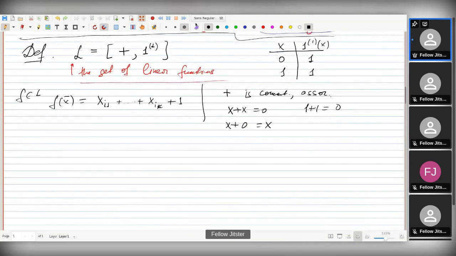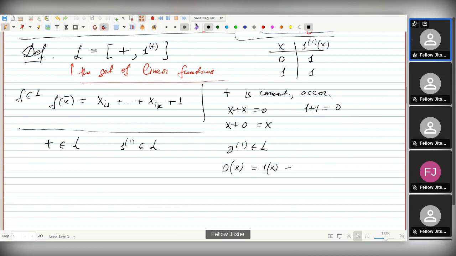Which functions are linear? It is quite easy to prove that a function is linear. You just have to show how you can compute it using addition and 1. Of course, plus is linear. Of course, constant 1 is linear. Constant 0 is also linear. Why is it so? As 0 of x equals 1 of x plus 1 of x. So it is obviously linear.